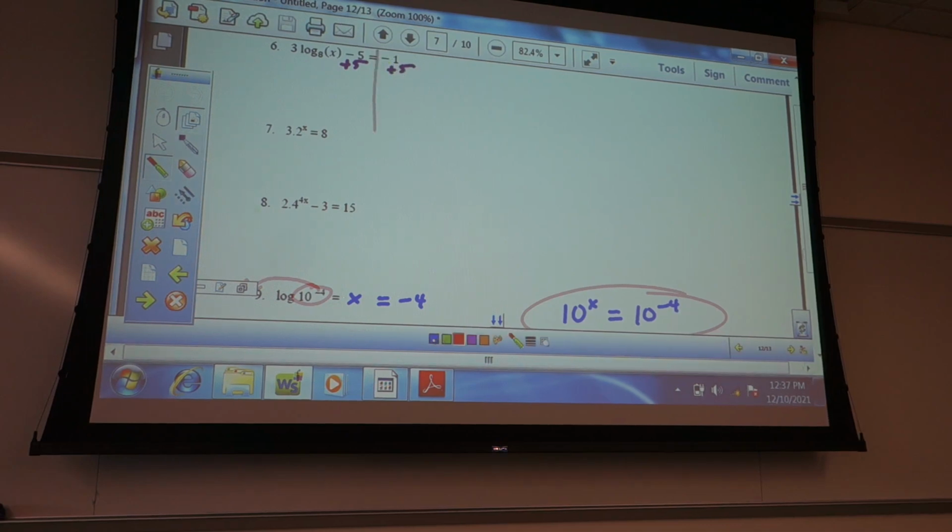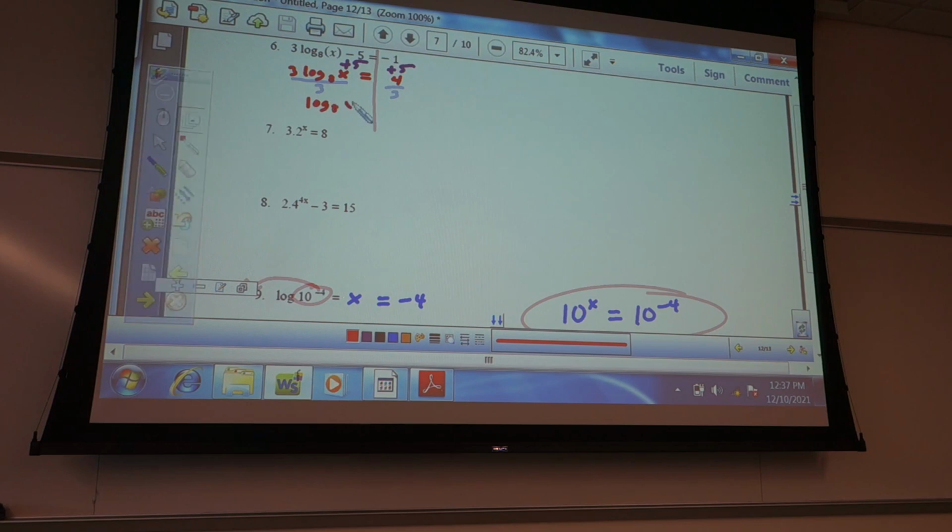And people ended up with 3 log base 8 of x equals 4. And then we need to get the log by itself, so we divided both sides by 3. And then you ended up with log base 8 of x equals 4/3, right?